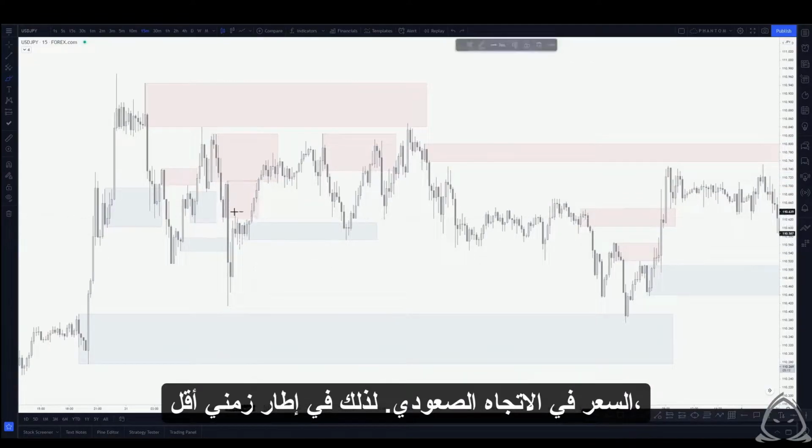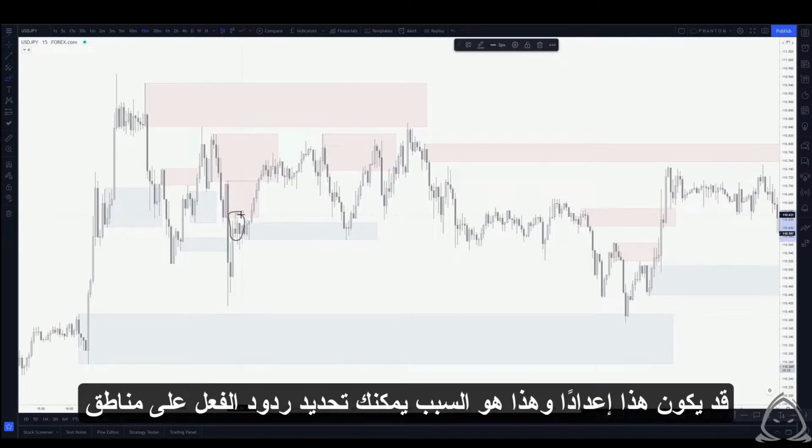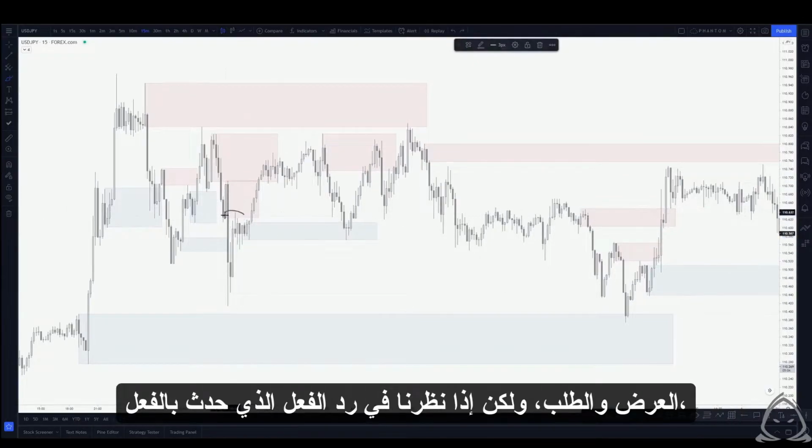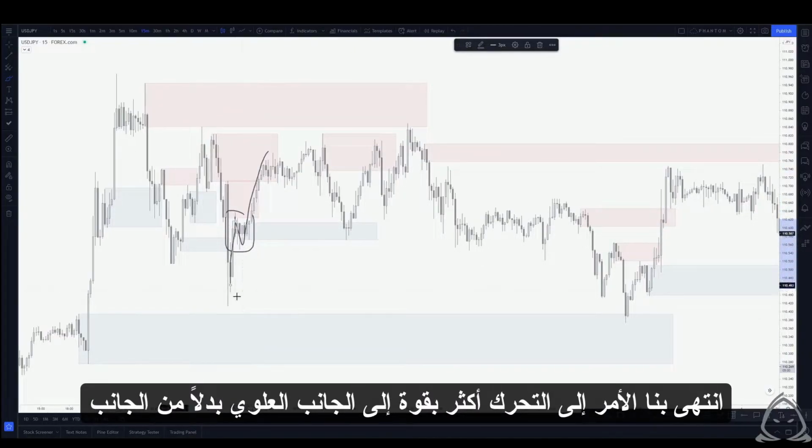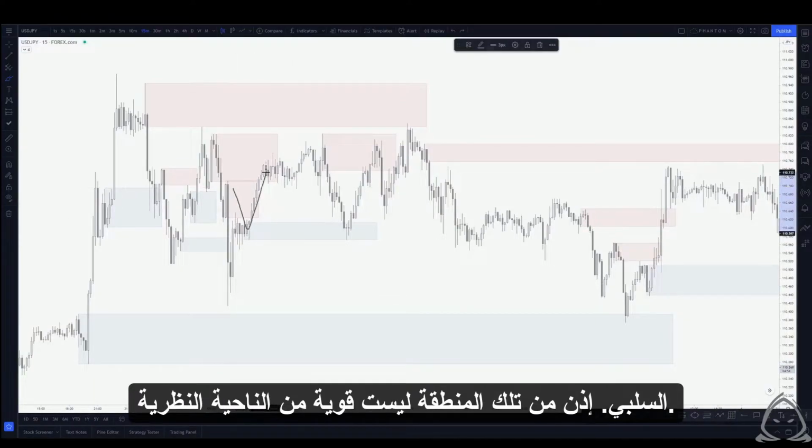the upside. So on a lower time frame, this may have been a setup, and this is why you can identify reactions to supply and demand zones. But if we look at the reaction that really happened, we ended up moving more aggressively to the upside rather than the downside. So from that, conceptually, not a strong zone.